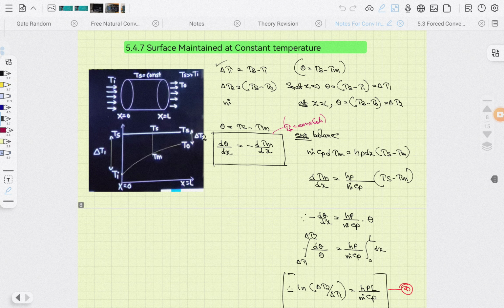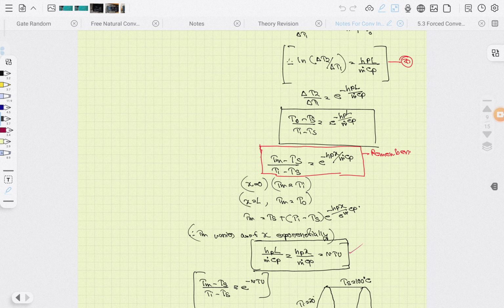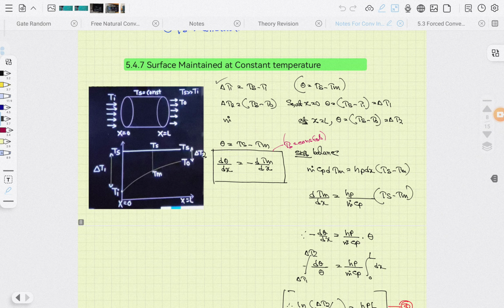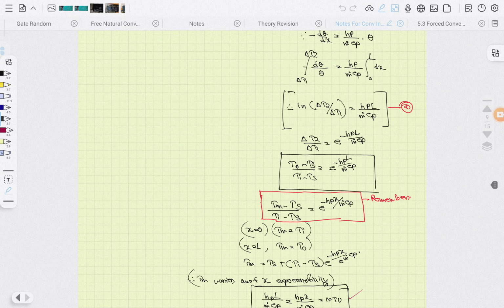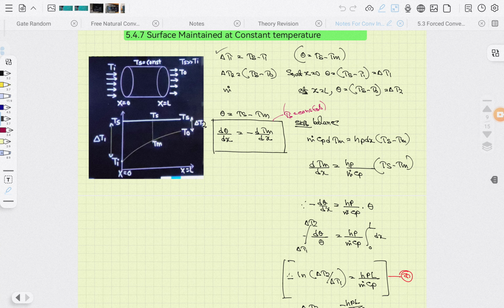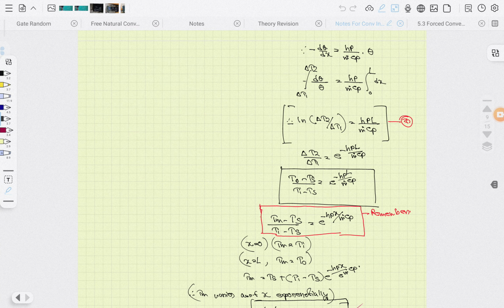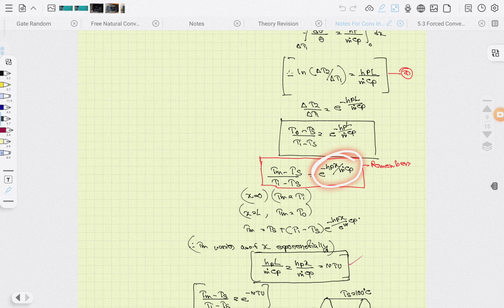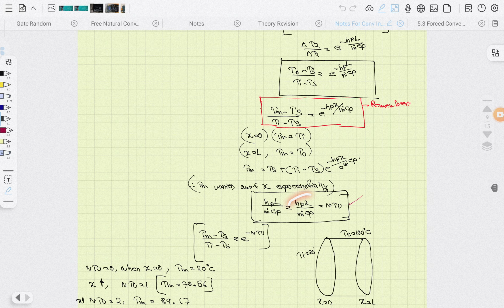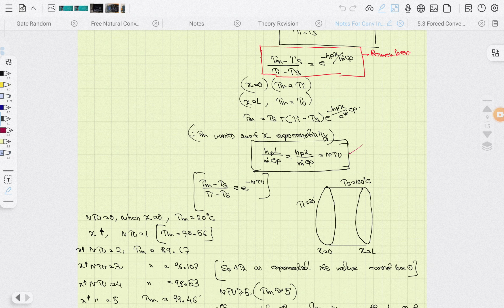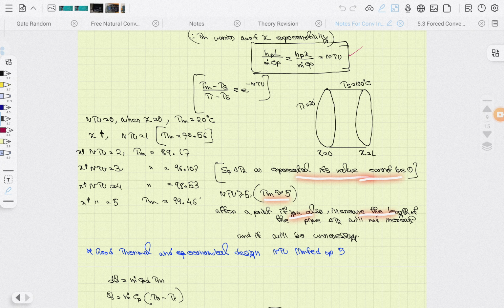When the surface is maintained at constant temperature, what is the value that is coming? Tm minus Ts, this value by Ti minus Ts. So the first value, Ti by Ts, is e to the power minus hPL by m dot c, that is hPx by m dot c, that is the NTU value. So NTU generally varies till 5. It varies with increasing length.